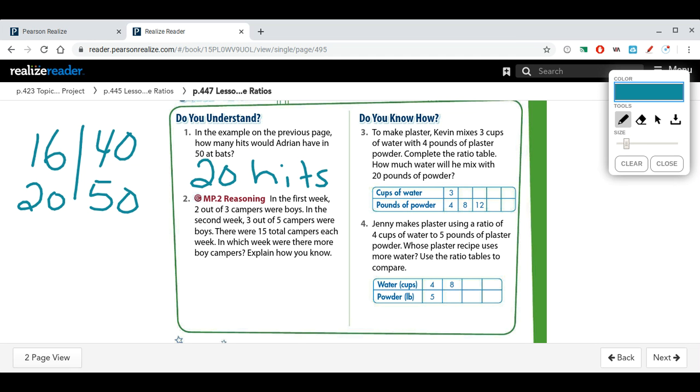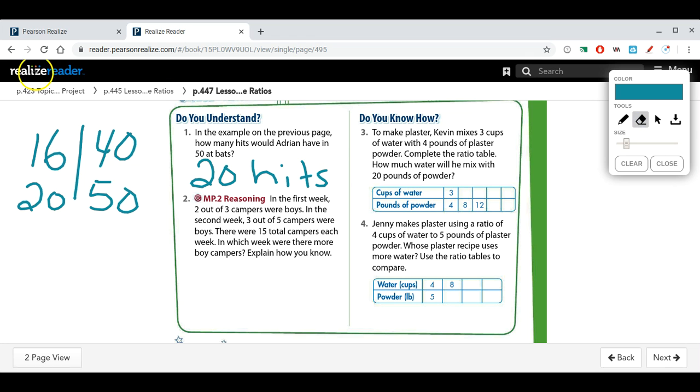Okay. In the first week, 2 of the 3 campers were boys. In the second week, 3 of the 5 campers were boys. There were 15 total campers each week. In which week were there more boy campers? Explain how you know.